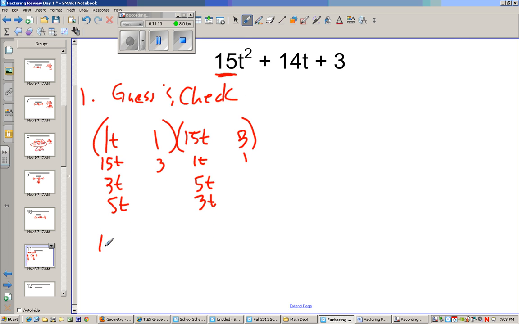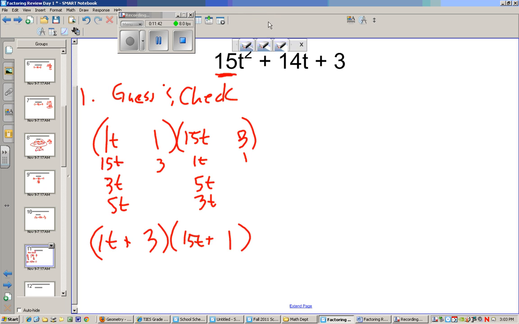So let's do 1t plus 1, 15t plus 3. So this would be 15t squared. This would be 15t plus 3t, so that'll be 18t in the middle. We know that's not going to work, so let's erase that. Let's flip this around, so now it would be 3 and 1. So this would be 45t plus 1t. That's way off. Erase it. And let's erase our first numbers too. So 1 and 15 won't work.